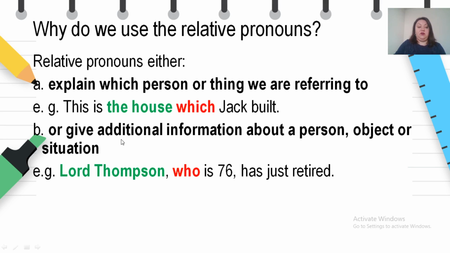Or relative pronouns give additional information about the person, object, or situation, such as in the example, Lord Thompson, who is 76, has just retired. The relative pronoun who here gives additional information about the noun Lord Thompson, and the speaker wants to emphasize that Lord Thompson is 76. We learn something new about the noun Lord Thompson.